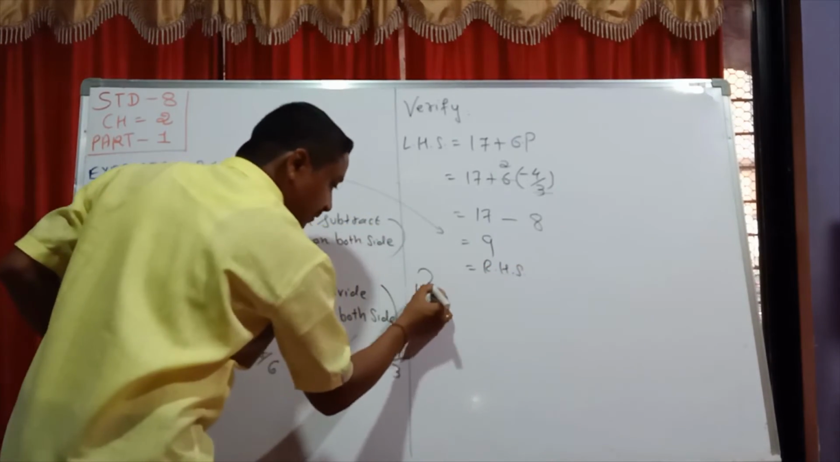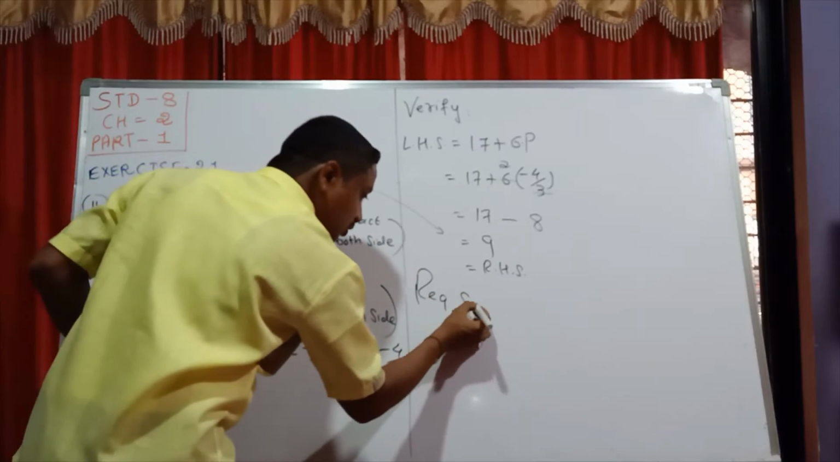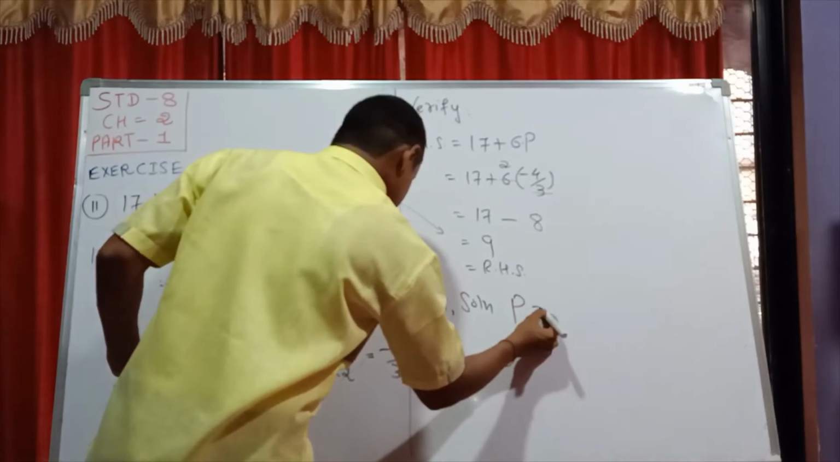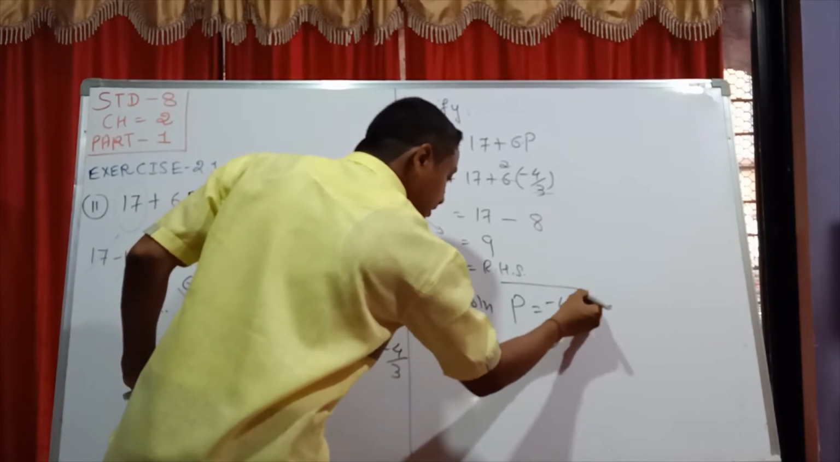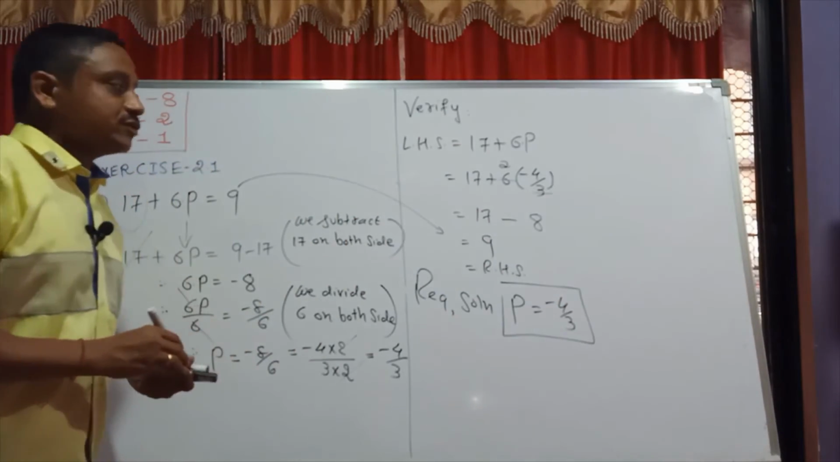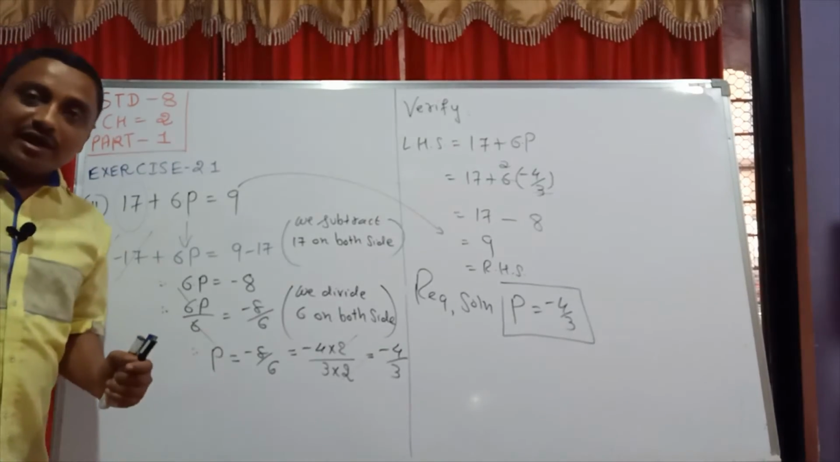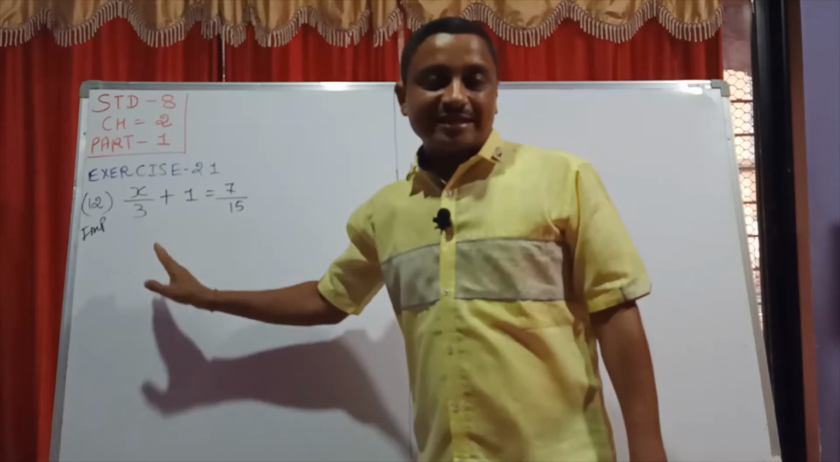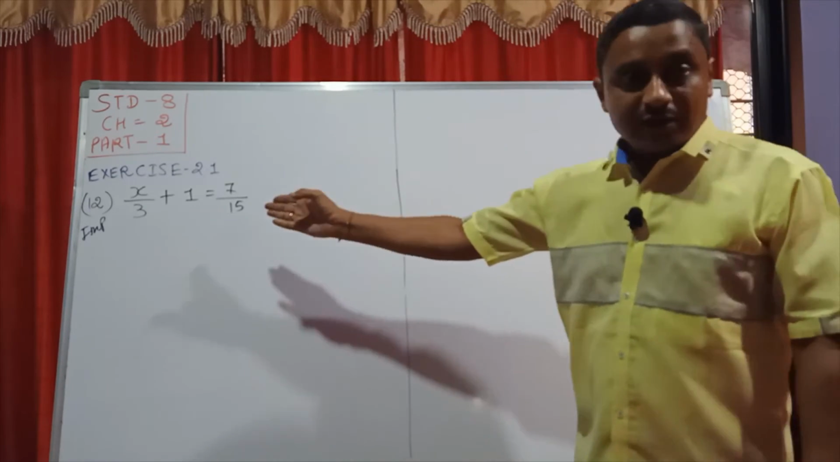So finally, you show your required solution. Yes students, this solution in variable p, you have done here, minus 4 by 3. It is your correct answer. Yes students, you have done your question number 11. Now continue. This is the last question for this exercise, students, and in part 1 it is the last question.